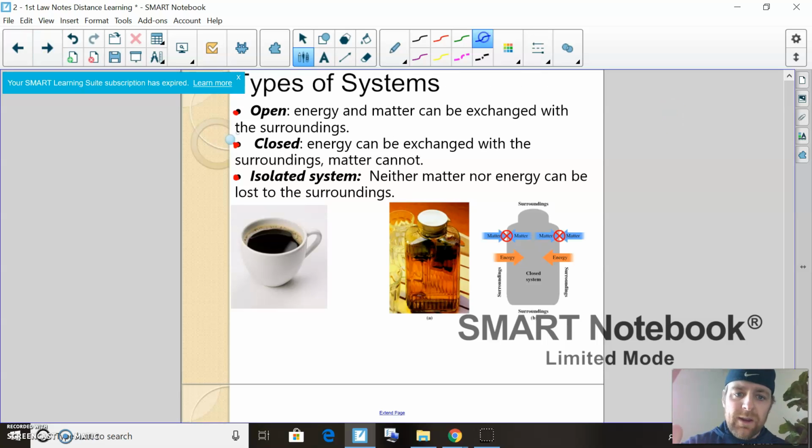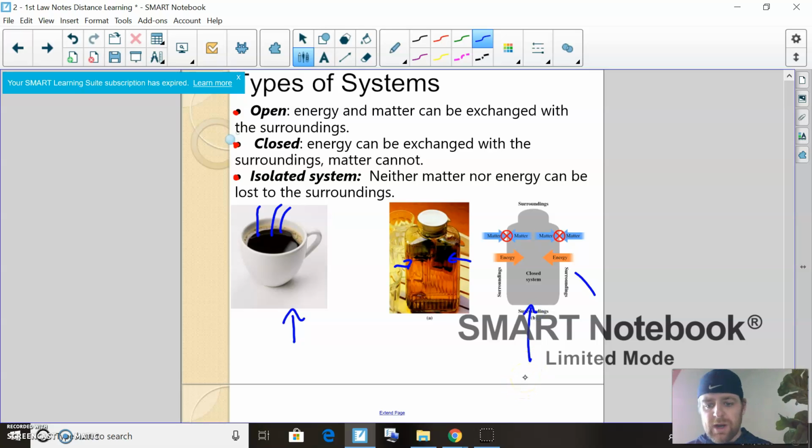There's three different types of systems: open, closed, and isolated. Open is obviously what it is. Energy can be released, and that's why your coffee gets cold. A closed system means no matter is exchanged, but energy can definitely go back and forth. And then an isolated system is what we call like a vacuum thing, and that's what a lot of Yeti mugs and stuff try to do: limit the exchange of energy to keep it hot or cold or whatever have you.